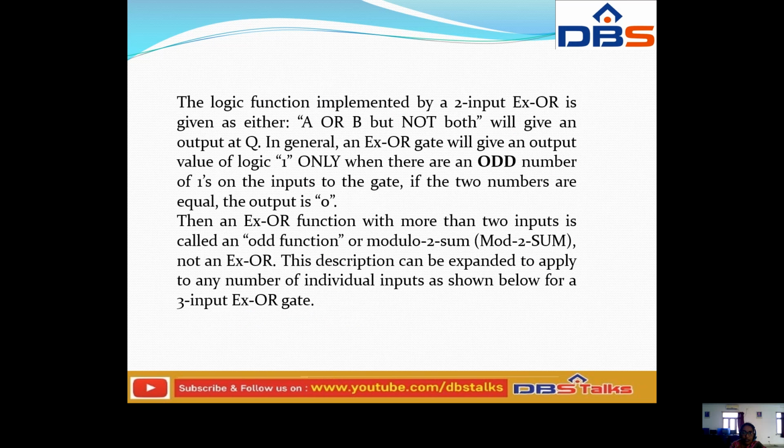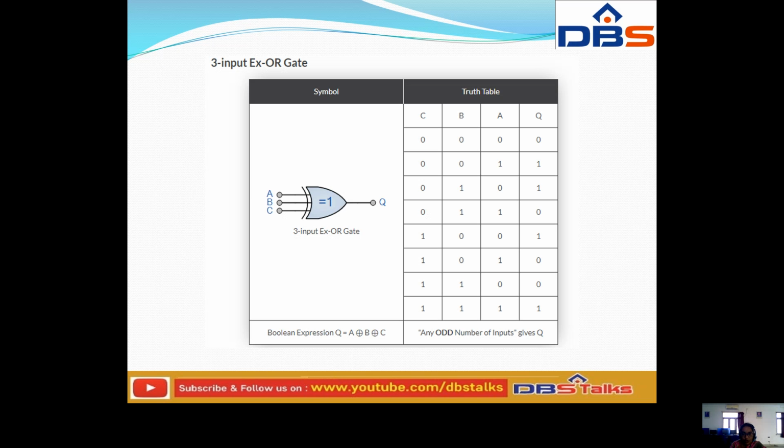Now let us see this 3 input XOR gate. This is the Boolean expression for it: A XOR B XOR C. The output expression we get is A bar B C plus A B bar C plus A B C bar, plus A bar B bar C plus A B bar C bar plus A bar B C bar plus A bar B bar C bar plus A B C. This is the combination of A, B, C, from which we will get eight outputs. This is A, this is B, this is C, and this is the output Q.